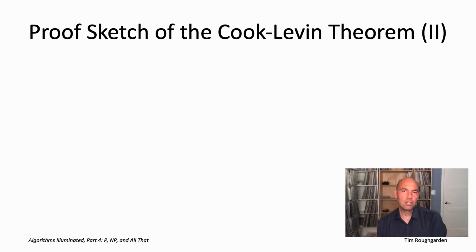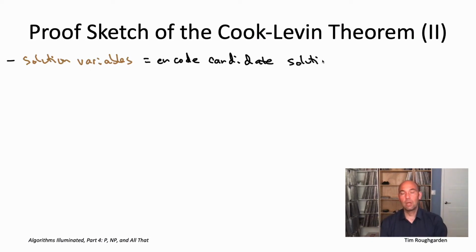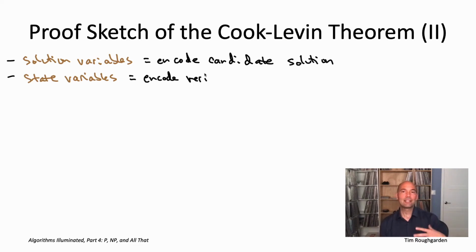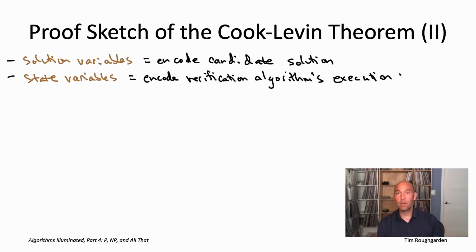Let's now complete the construction of our 3-SAT instance. We've already said what the variables are. There are these solution variables encoding a candidate solution to the instance of the problem A that we were given in the first place. And then we also have these state variables which encode the execution of the verification algorithm on some candidate solution. So what about the constraints?